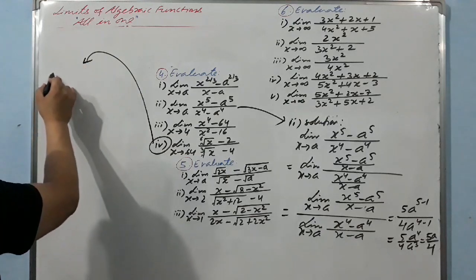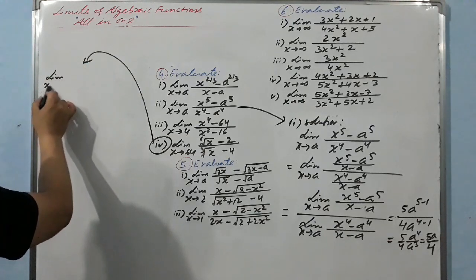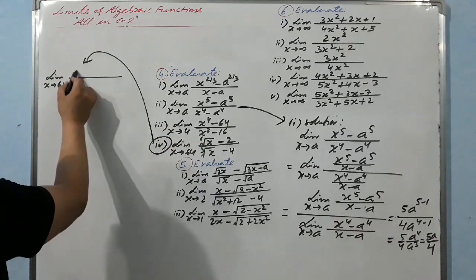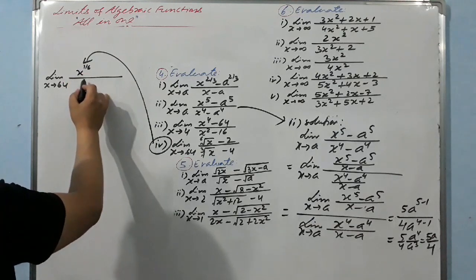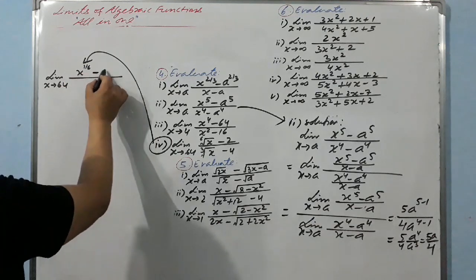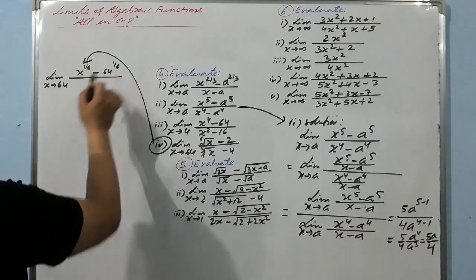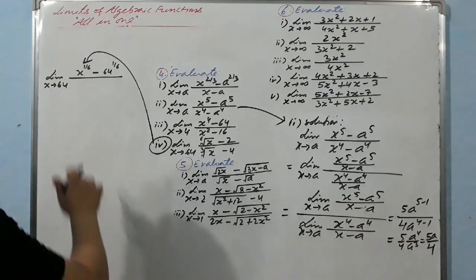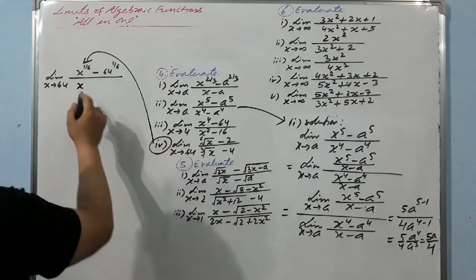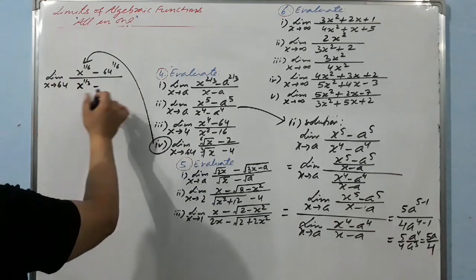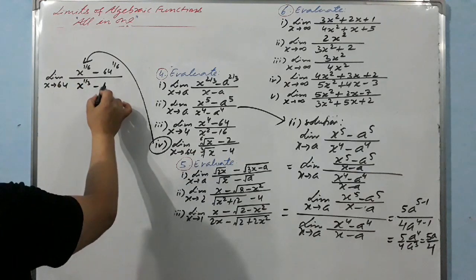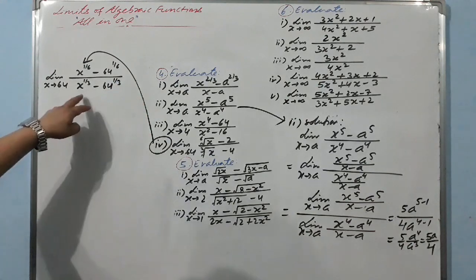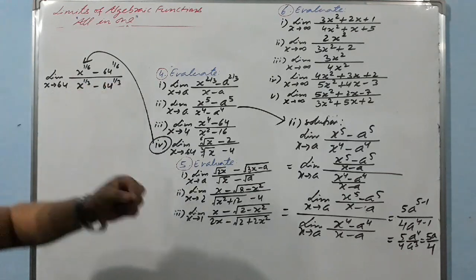Now I'm going to tell you this one also. Here we have two methods. Here x tends to 64, and x raised to power 1 by 6 minus 2, where 2 you can write as 64 raised to power 1 by 6, because 64 raised to power 1 by 6 is equal to 2. And the cube root of x you may write as x raised to power 1 by 3. Now 4 you can write as 64 raised to power 1 by 3, because 64 raised to power 1 by 3 is equal to 4.